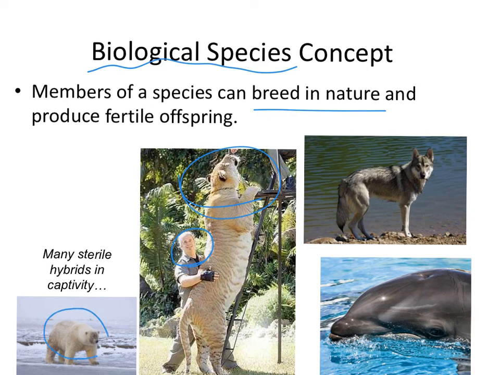This guy is a cross between a polar bear and a grizzly. This guy is a cross between a whale and a dolphin. Same idea. Those organisms in nature wouldn't actually be able to breed, maybe because of physical differences or just the fact that they don't hang out in the same areas or same social circles.